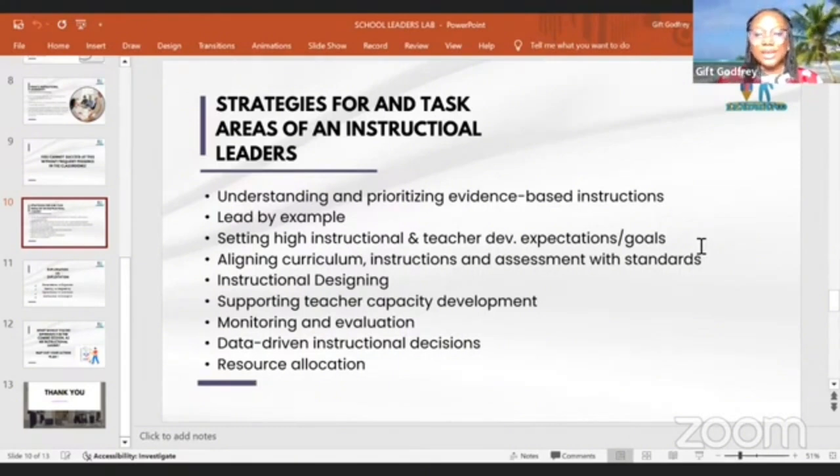Now, the third is setting high instructional and teacher development expectations and goals.